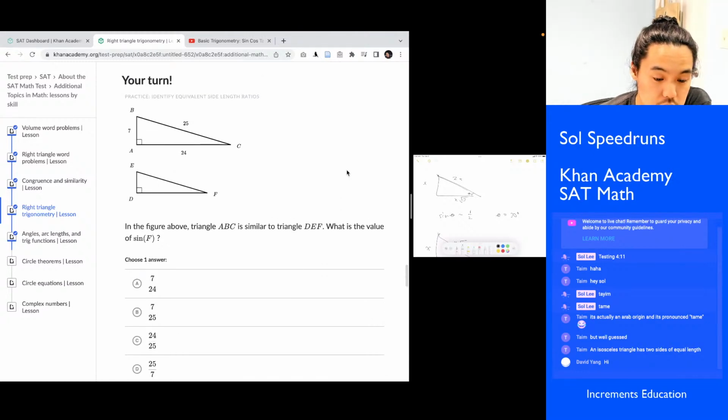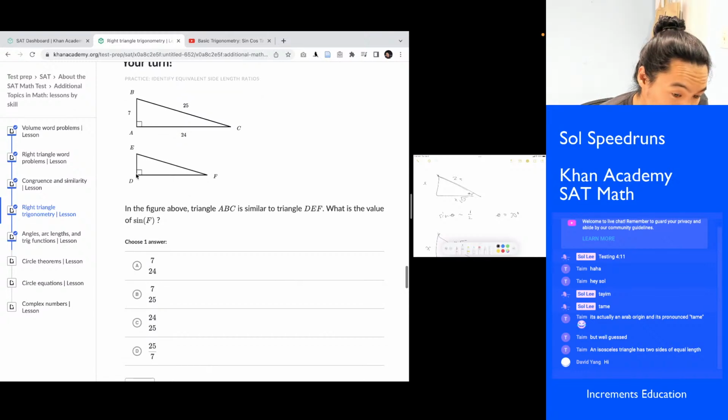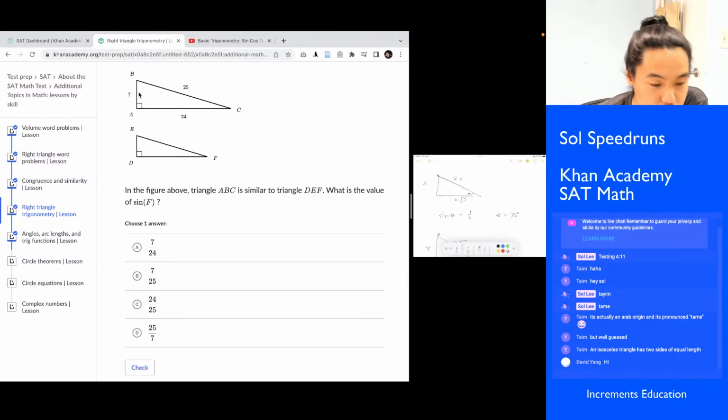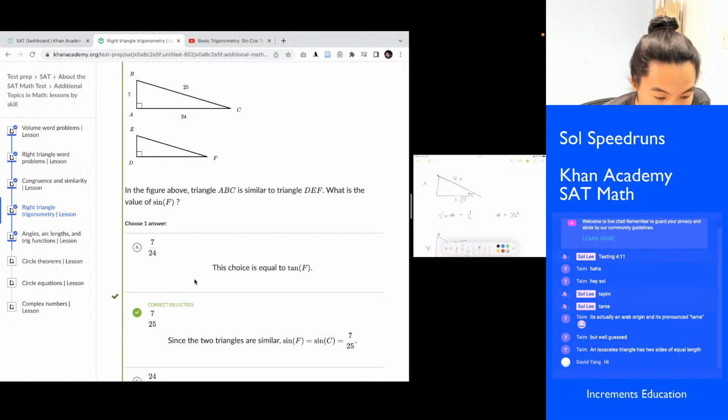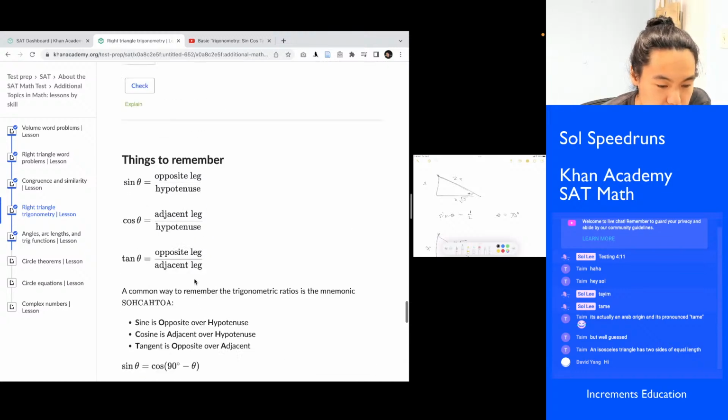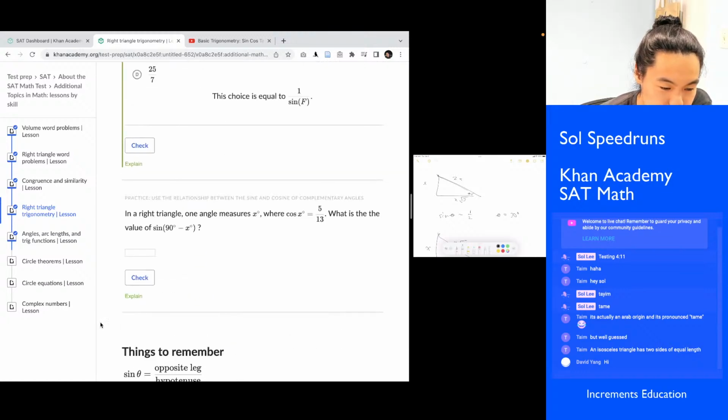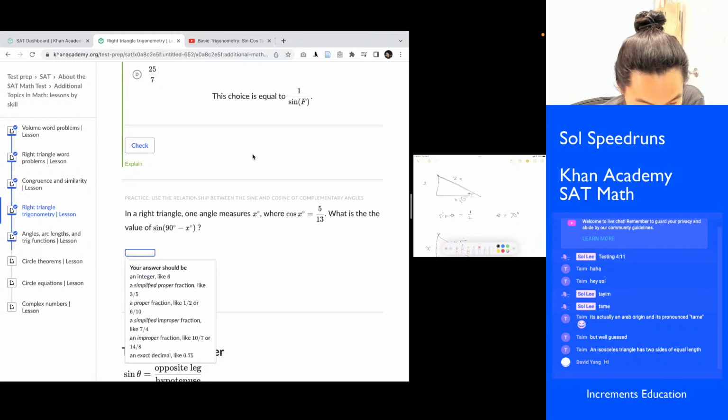Triangle ABC is similar to DEF. What's the value of the sine of F? The sine of F, that's 7 over 24, no, sorry, 7 over 25. So there's no better way of doing that. Okay, now I remember trig. I am now a trigonomaster. Trigonomaster.